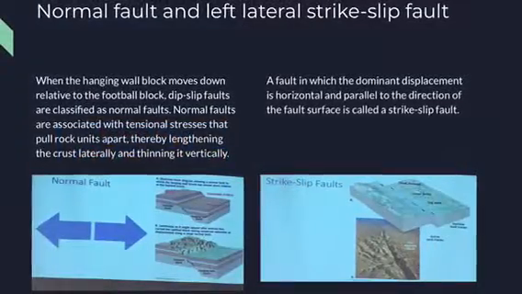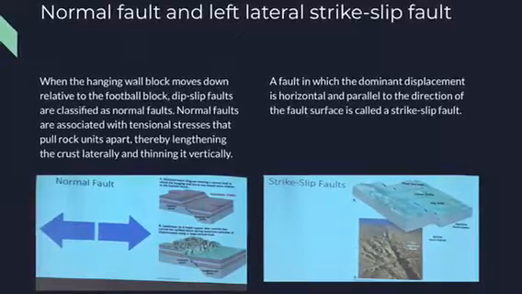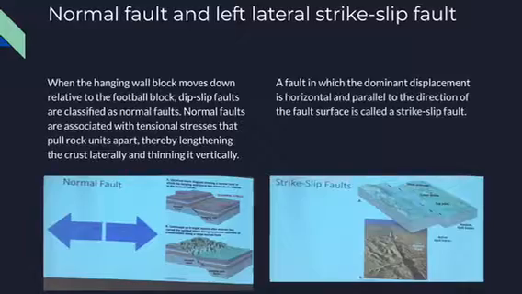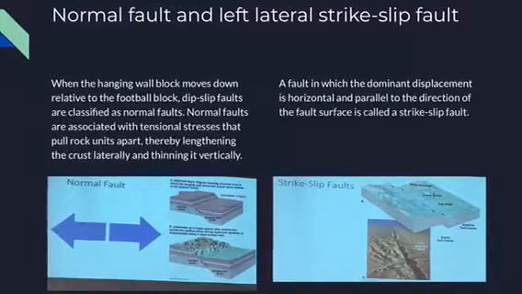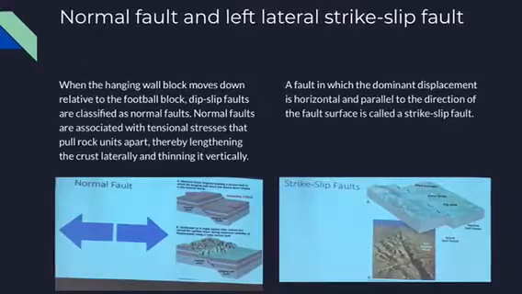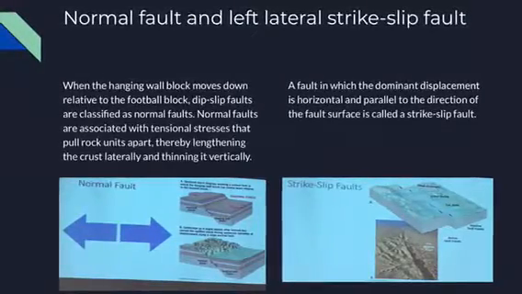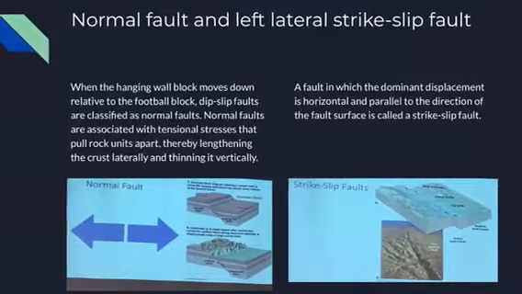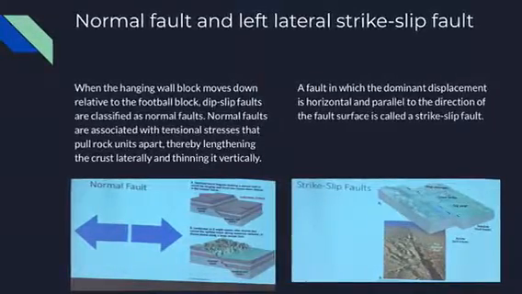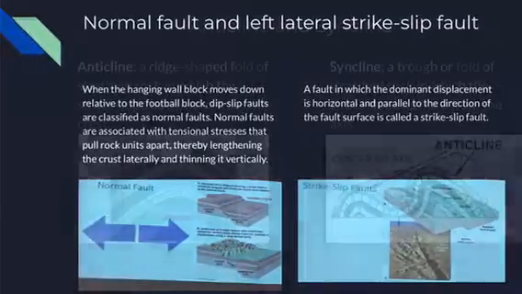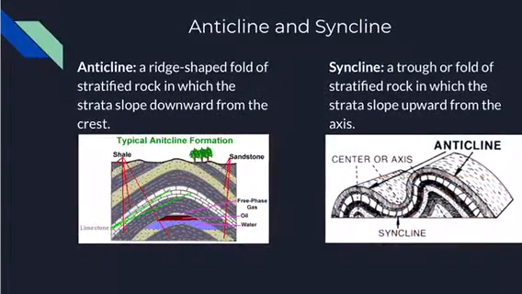Normal faults and left lateral strike-slip fault. When the hanging wall block moves down relative to the footwall, it is classified as a normal fault. Normal faults are associated with tensional stresses that pull rocks apart, stretching the crust laterally and thinning it vertically. A fault in which the dominant displacement is horizontal and parallel to the direction of the fault surface is called a strike-slip fault.